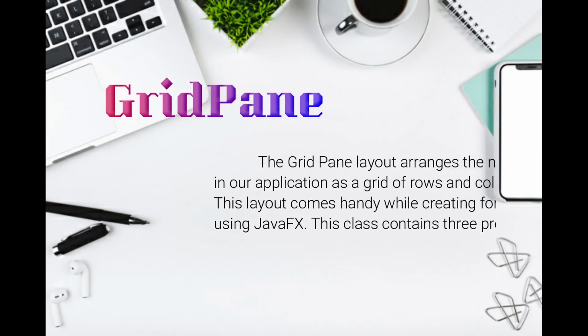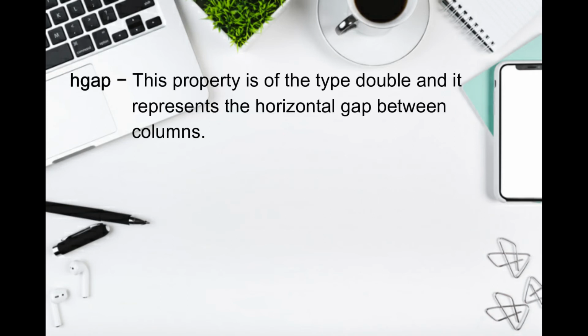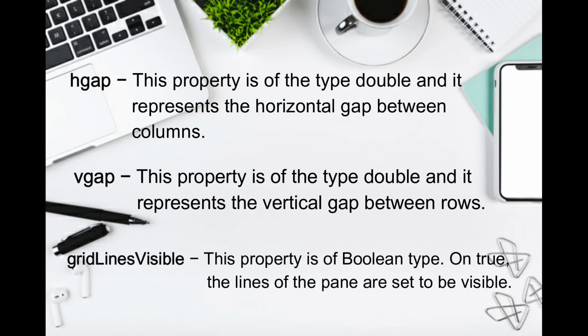Grid pane. The grid pane layout arranges the nodes in our application as a grid of rows and columns. This layout comes in handy while creating forms using JavaFX. This class contains 3 properties. hgap. This property is of the type double and it represents the horizontal gap between columns. vgap. This property is of the type double and it represents the vertical gap between rows. gridLinesVisible. This property is of Boolean type. On true, the lines of the pane are set to be visible.